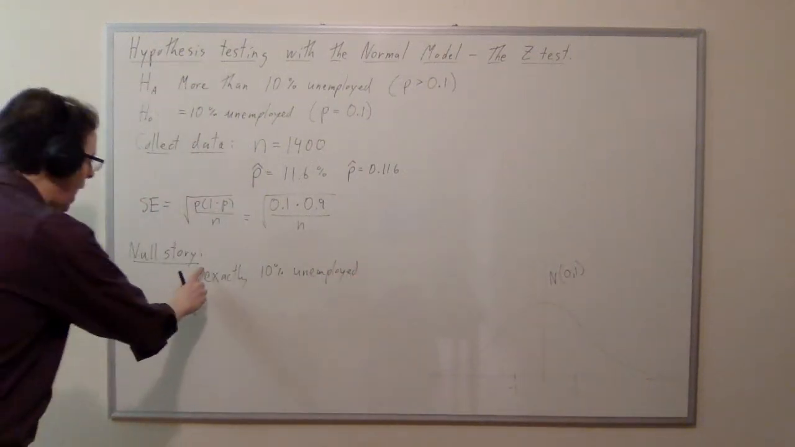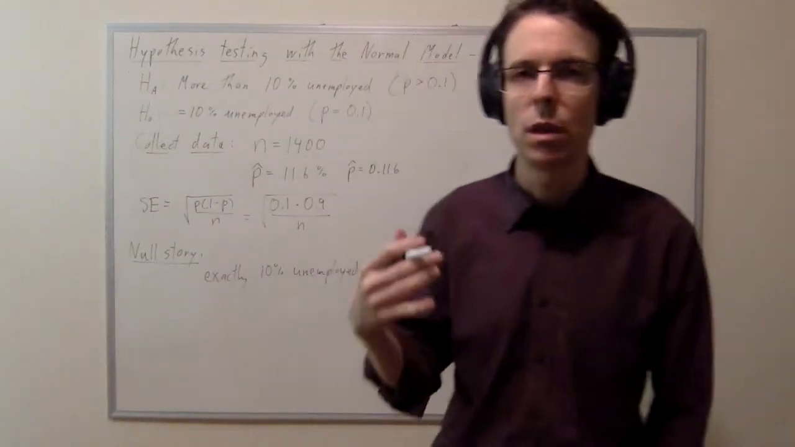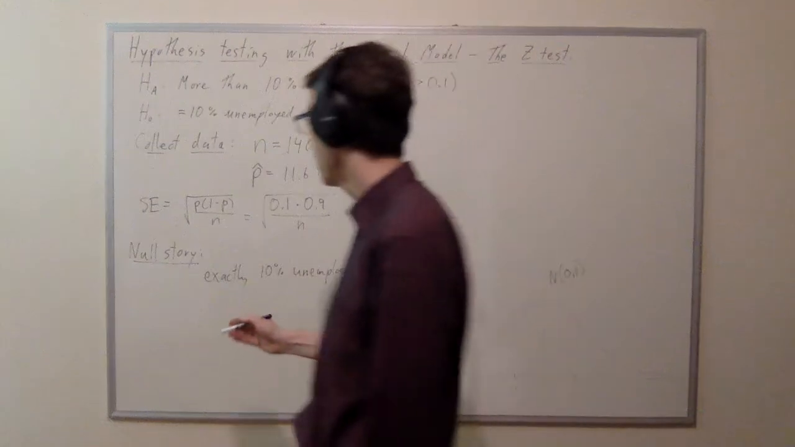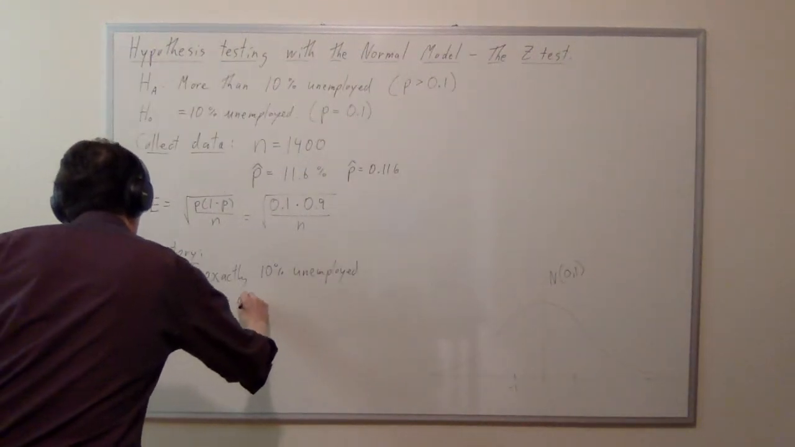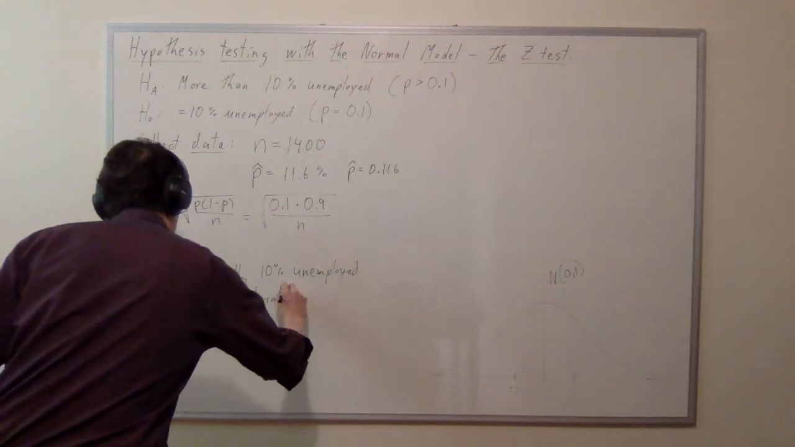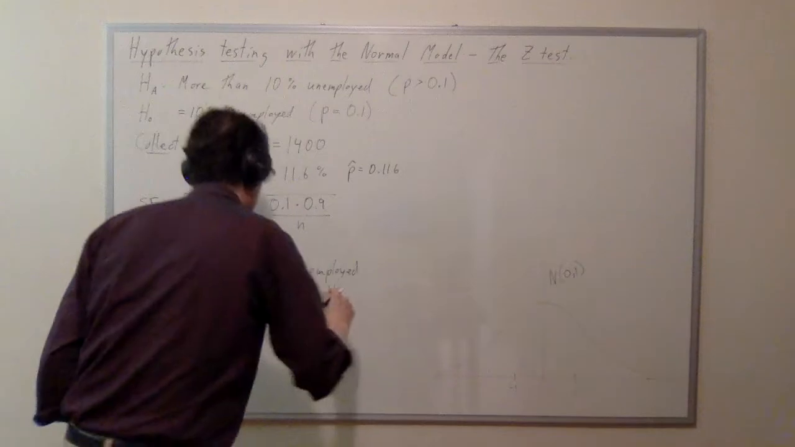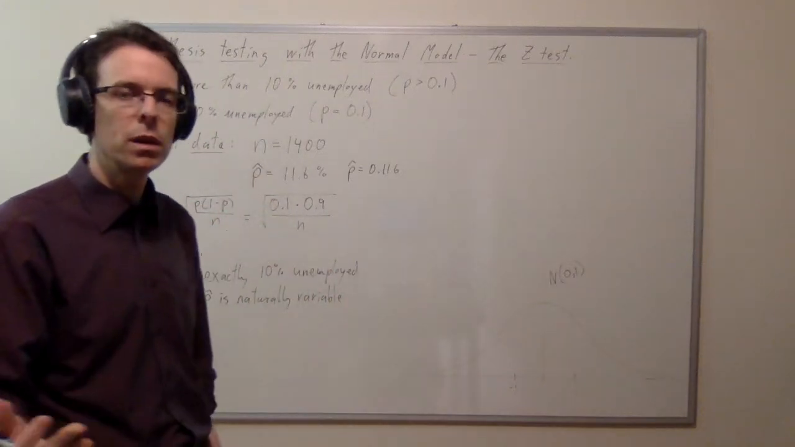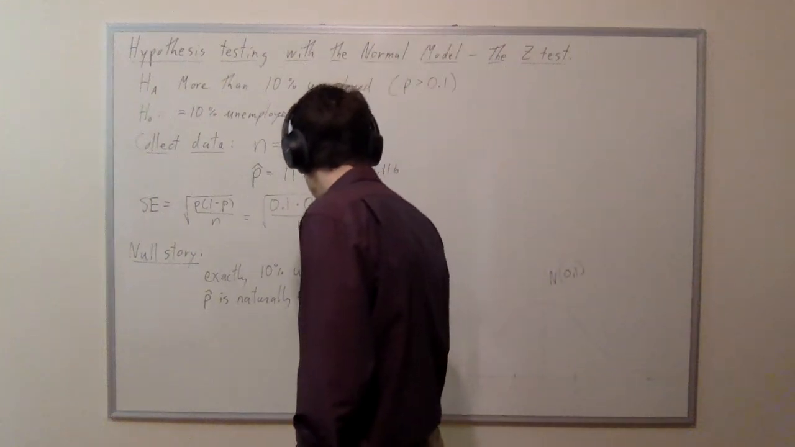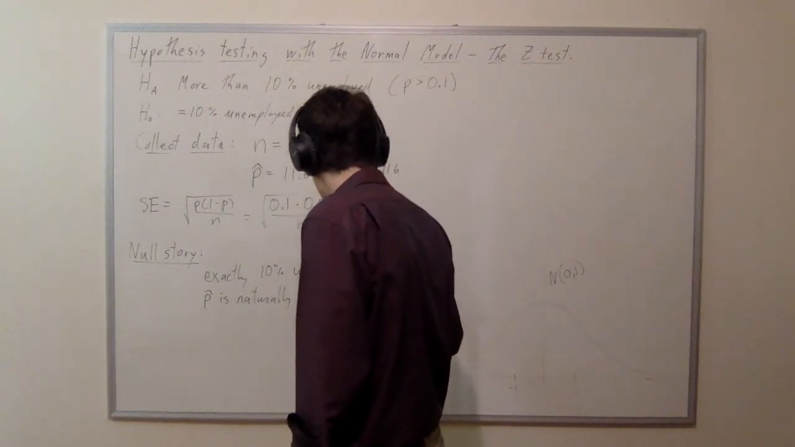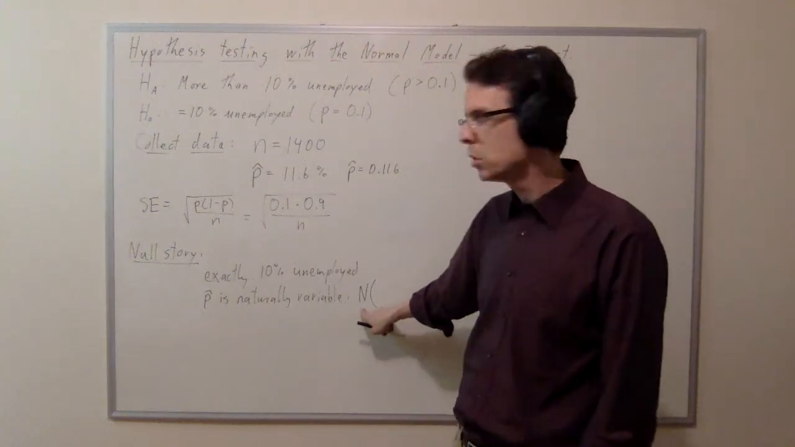And p hat, so any measure of 1,400 from a population would show some variability. So p hat is naturally variable. That is, anybody who goes out and randomly samples should anticipate some variability even in the result of that study. So it's naturally variable, but we can describe the variability exactly. It should be a normal distribution.